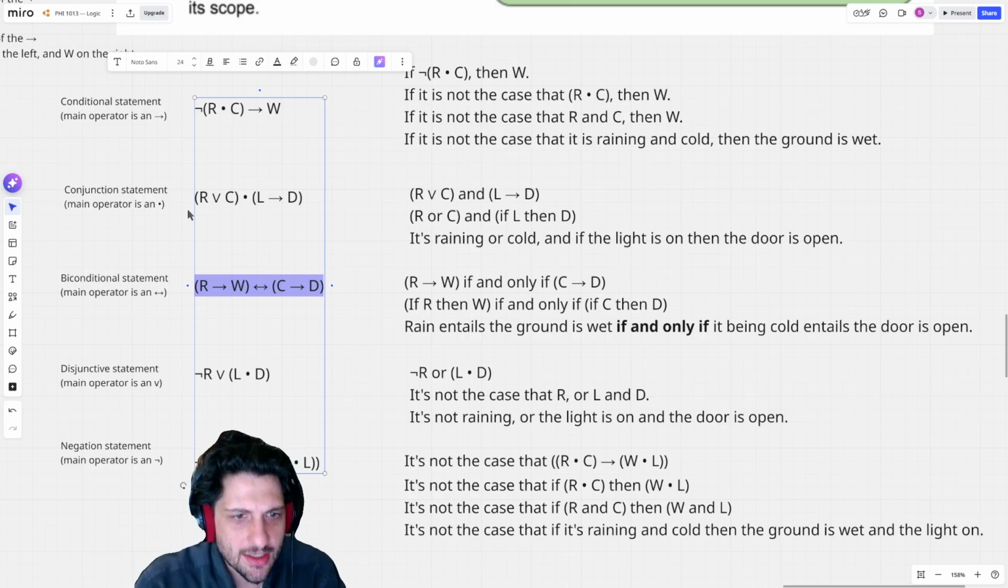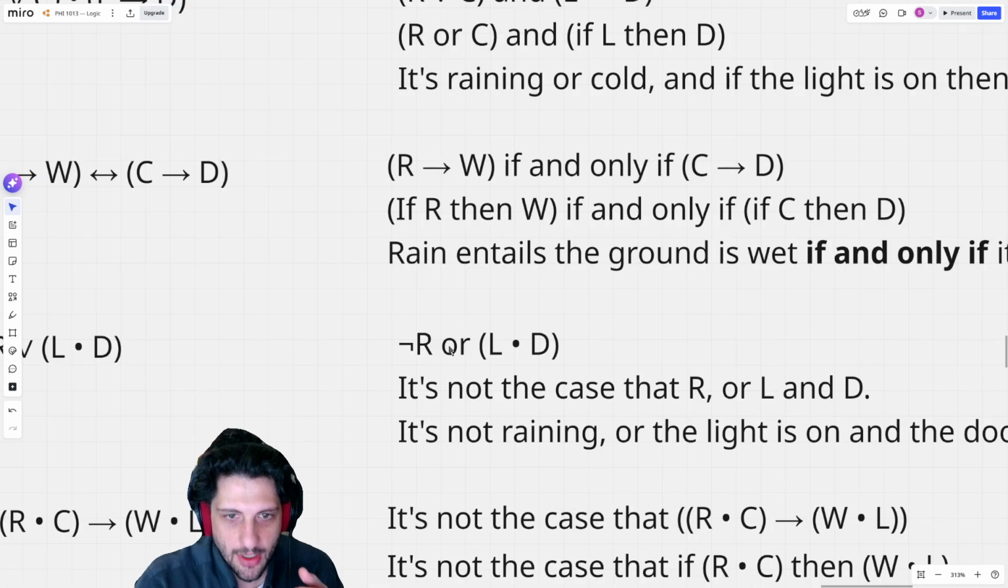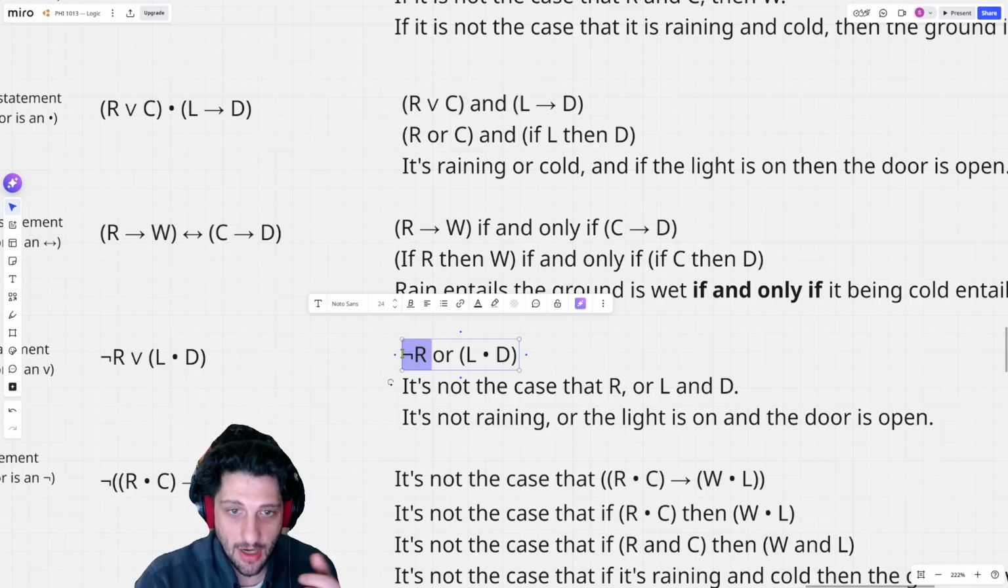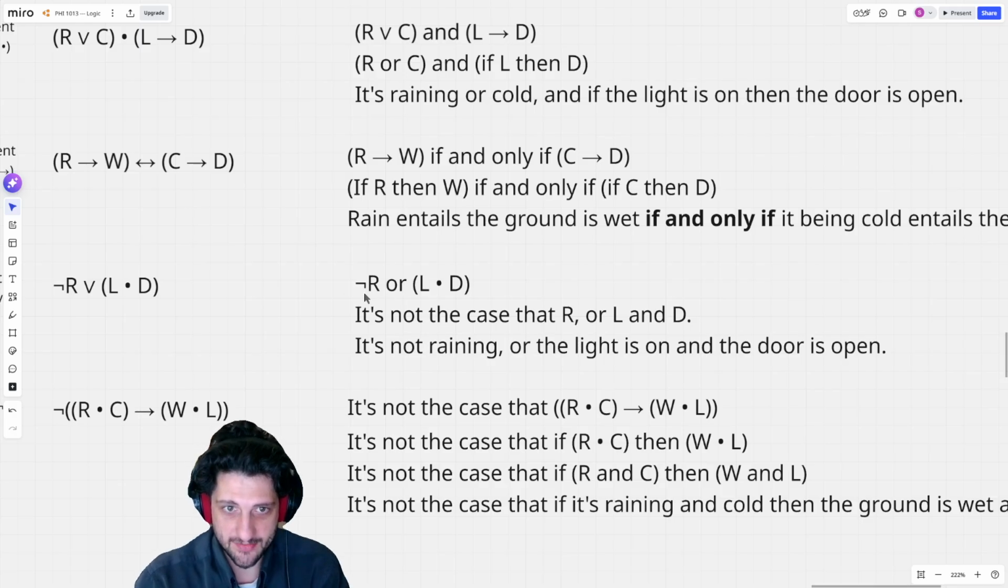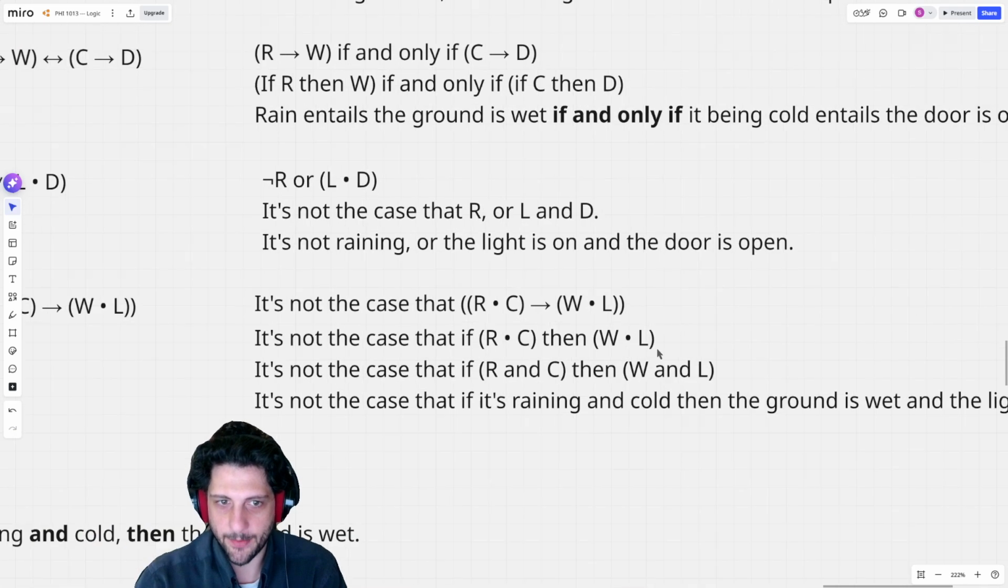Okay, so next one, we have this disjunctive statement. It's saying either this or that. And so that's all we do. We say, okay, either not left, or right, either the left side, which is not R, or the right side, which is L and D. So we translate that left side: it's not the case that R, or L and D. Just like what we had above. We're just taking care of these symbols. And that's how we get, it's not raining, not R, or, and then the L and D. The light is on and the door is open.